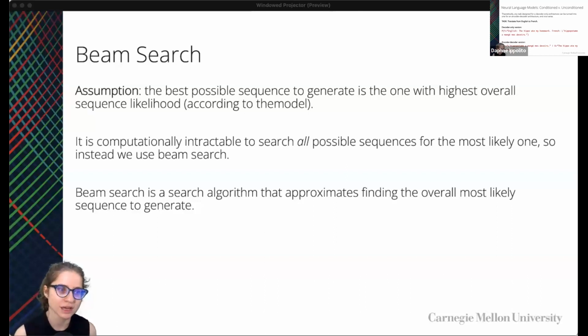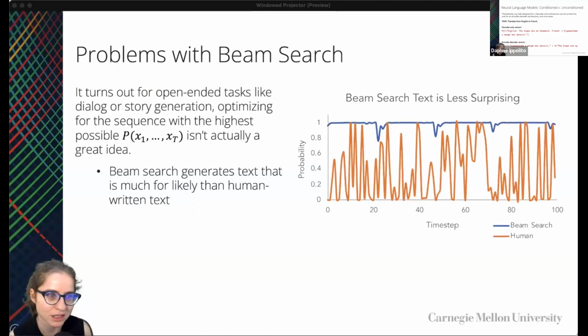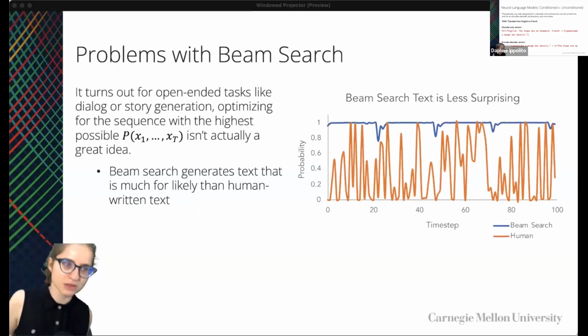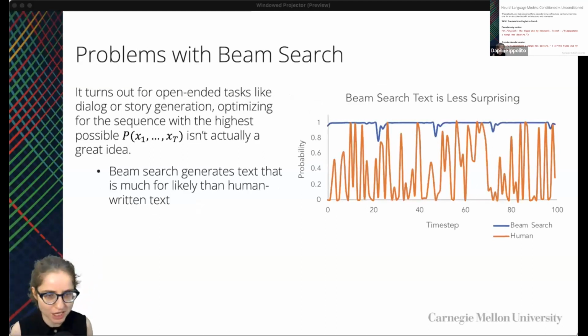And so you want to find the best possible sequence, the sequence of the overall highest likelihood, but it's actually computationally intractable to search all possible sequences for a most likely one. So instead, we use this search algorithm called beam search. And beam search just approximates finding the overall most likely sequence. I'm not going to get into the details, but I'm happy to talk about it later if you ask questions on the Slack. And so, as I mentioned, for open-ended generation, beam search tends to be not very good because it generates text that's much higher likelihood than one a human writes.